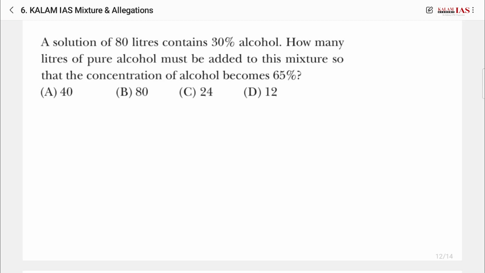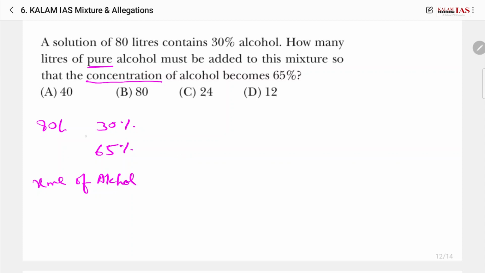In this question, it is said a solution of 80 liters contains 30% alcohol. How many liters of pure alcohol must be added to this mixture so that the concentration of alcohol becomes 65%? It is said that 80 liters of solution has 30% alcohol. Now, how much alcohol should be added so that the concentration of alcohol becomes 65%? Suppose we add x ml of alcohol into the mixture.